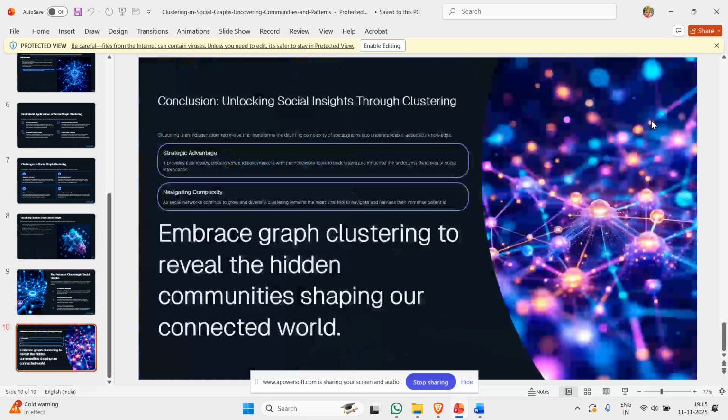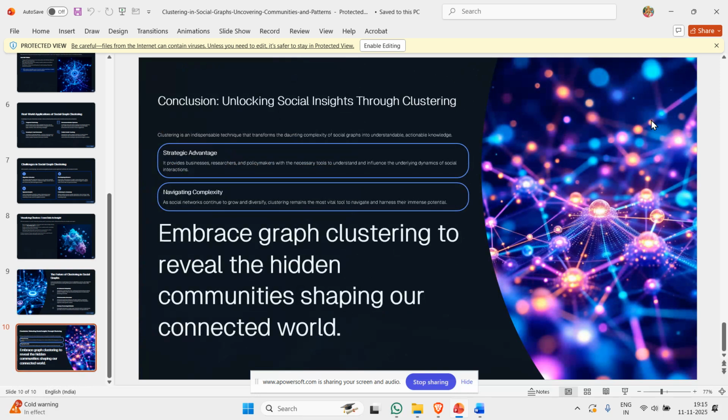Conclusion. Unlocking social insight through clustering. Clustering is an indispensable technique that transforms the daunting complexity of the social graph into understandable, actionable knowledge. A strategic advantage. It provides businesses, researchers, and policymakers with the necessary tools to understand and influence the underlying dynamics of social interaction.